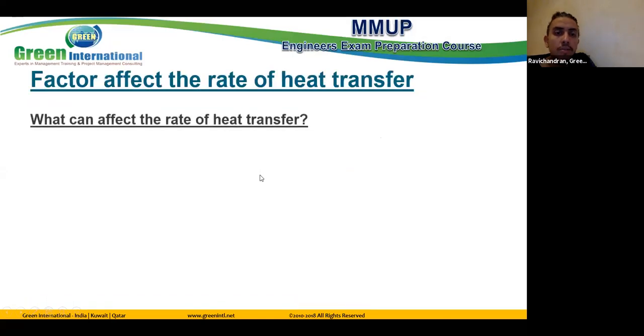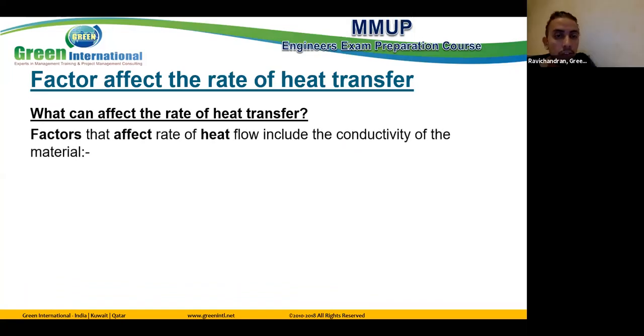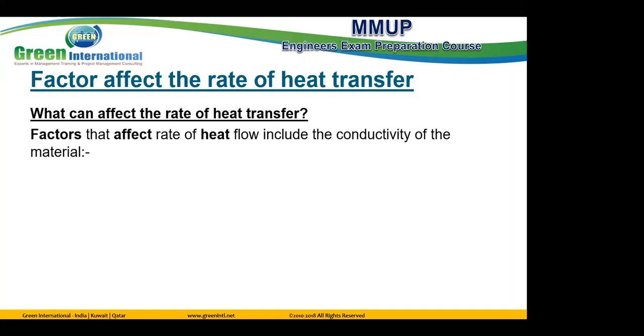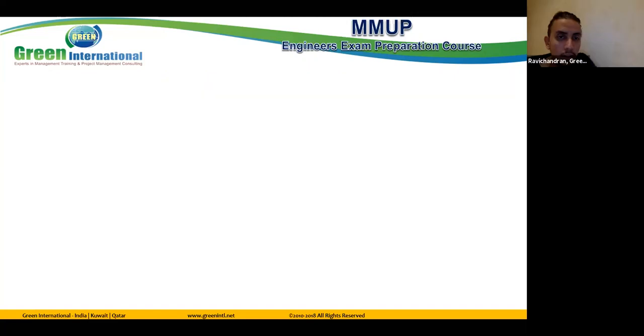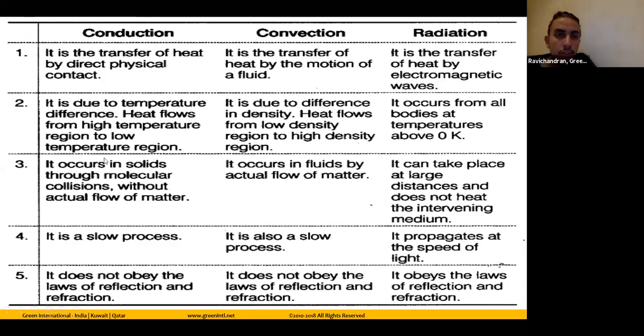What are the factors that affect the rate of heat transfer? Just go back to this. You can see three differences between conduction, convection, and radiation. Just read it; there is some different information on what is different between these three.